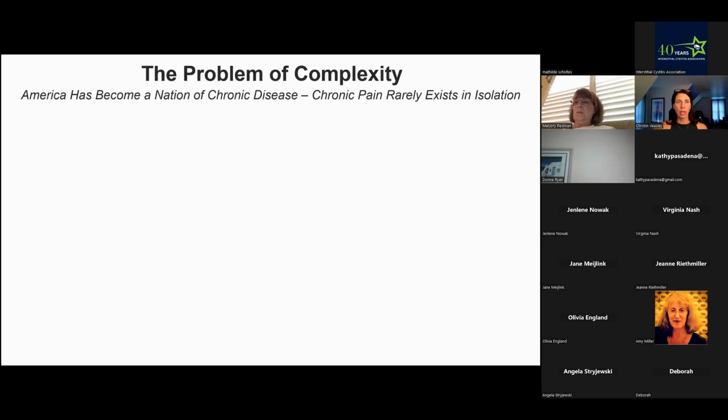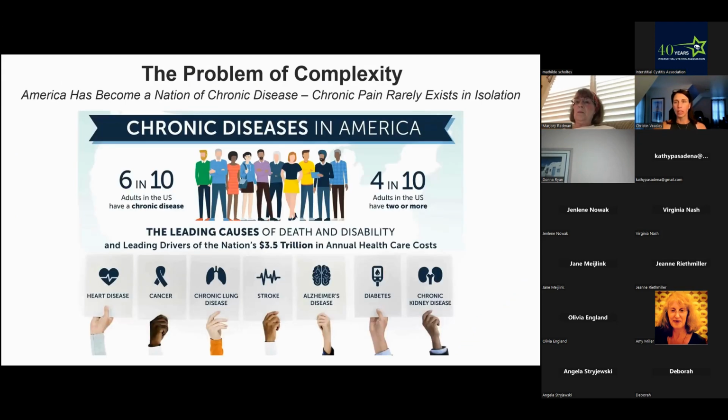So we know that America has become a nation of chronic disease. Chronic pain rarely exists by itself. We know that 6 in 10 adults in the United States have at least one chronic disease, and 4 in 10 have 2 or more. These can include a host of different conditions like heart disease, cancer, stroke, Alzheimer's, diabetes, kidney disease, and many other.